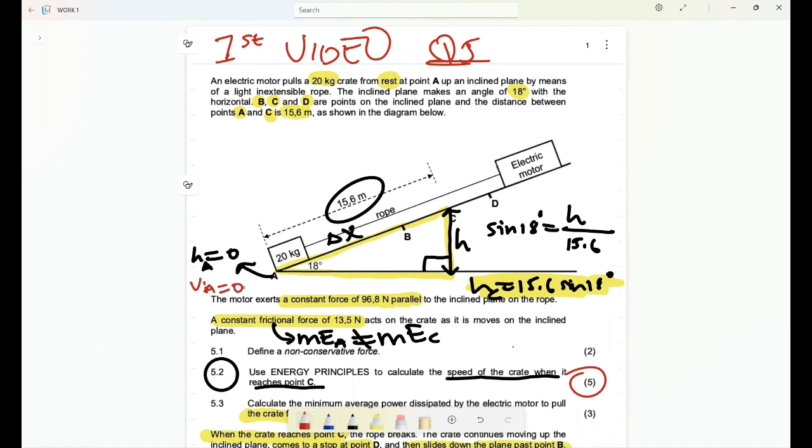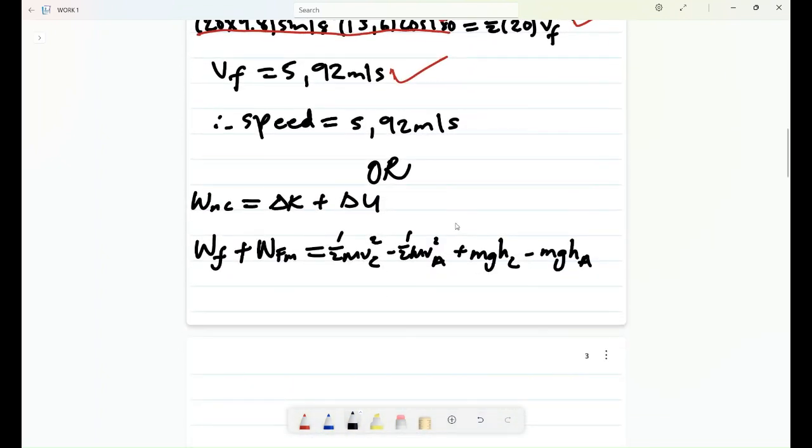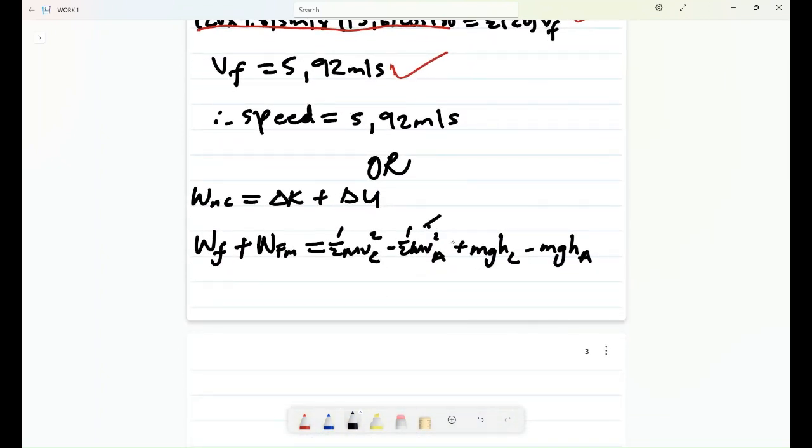Velocity at A, it is 0. This is 0 meters. Again, anything that has to do with A, I substituted 0. Why? This one is going to be equal to 0 because the velocity at A is 0, and this is going to be equal to 0 because the height at A is 0. So on my formulas, this will go off, this will go off. I'll be left with work done by friction, work done by force of the motor, half mv squared plus mgh at C.